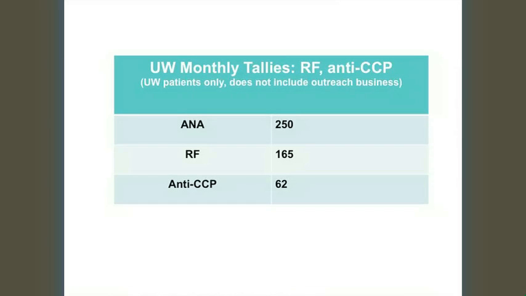Now of interest, this is pretty interesting. At UW, this is a recent monthly tally. This is not the outreach business. This is my colleagues, the way they practice within the UW Medicine Health System, no outreach, so this is a fairly highly managed practice. ANA is the most common immunology test in the Immunology Lab, and then rheumatoid factor is second, and then CCP is rising, but there are still many more rheumatoid factors ordered than anti-CCPs. And I'll show you the reason for that.